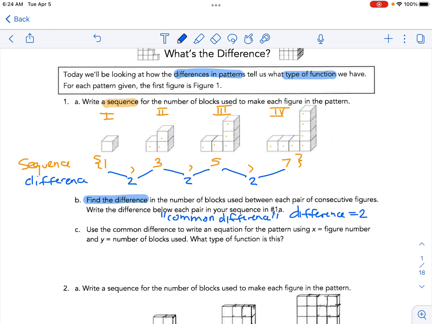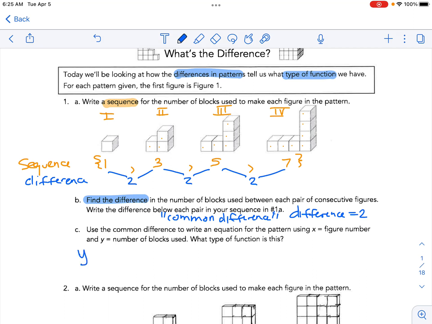If we think about building this, we build the first shape, we set down a block on the table. We build the second shape, and we add these 2 blocks, one on the side, one on top, to the first shape. And when we make the third figure, we add 1 on the side and 1 on the top again to make the next shape. So we see that pattern. We're adding 1 on the side and 1 on the top to get to the next shape. So our common difference becomes that pattern of adding 2 blocks to the previous shape to get the next shape.